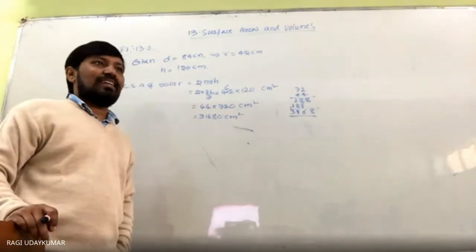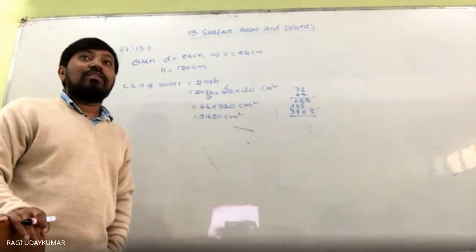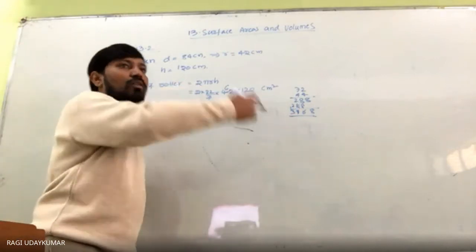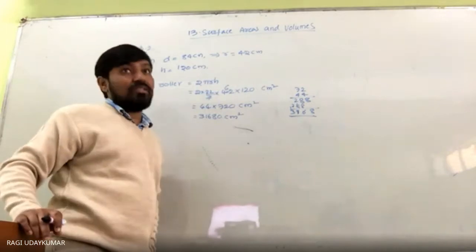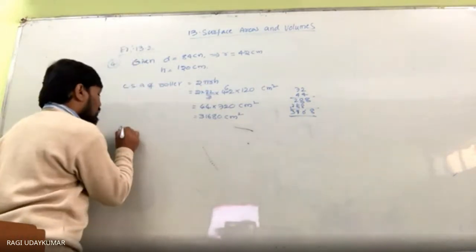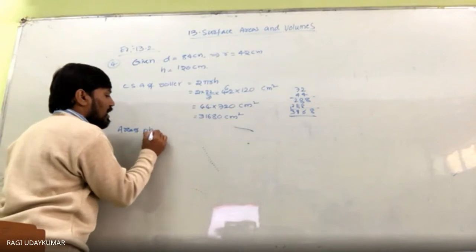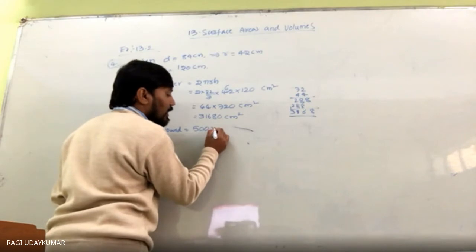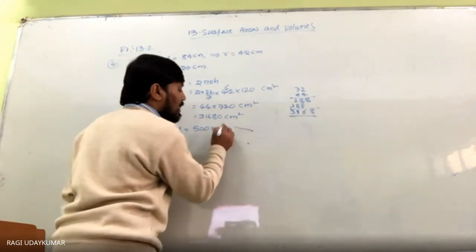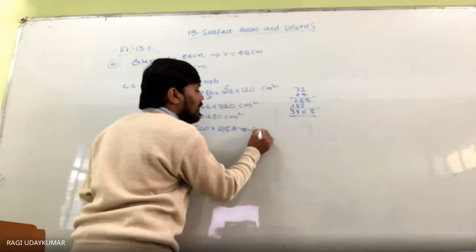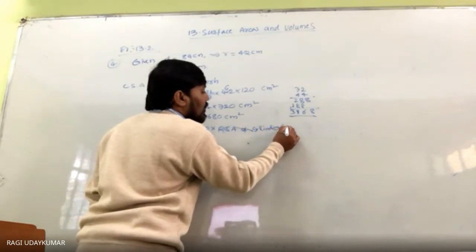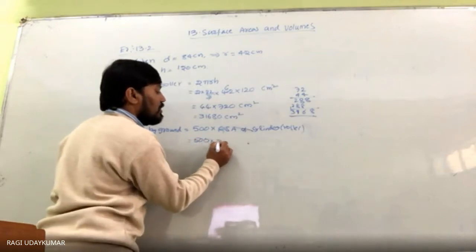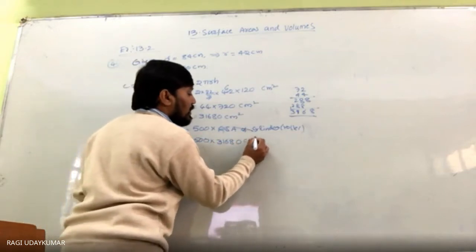Many people get this wrong too. And we are not finished yet. The area of the playground is asked. The roller is going to move around itself 500 times. So the area of the playground is equal to 500 into the curved surface area of the cylinder, the roller, in brackets, clearly you need to write. Which is equal to 500 into 3168 centimeters square.